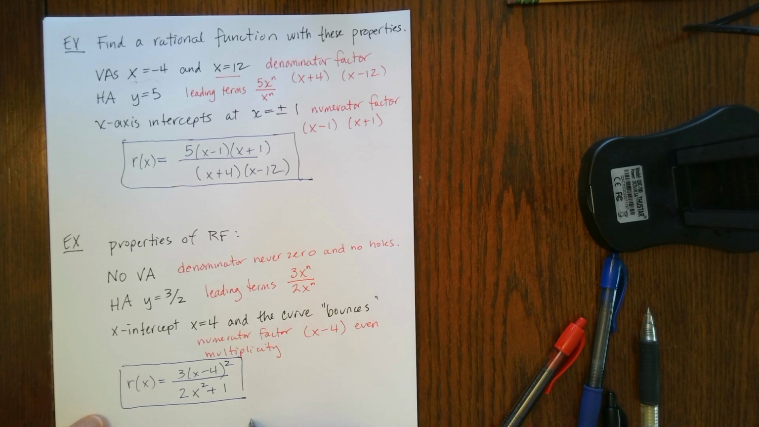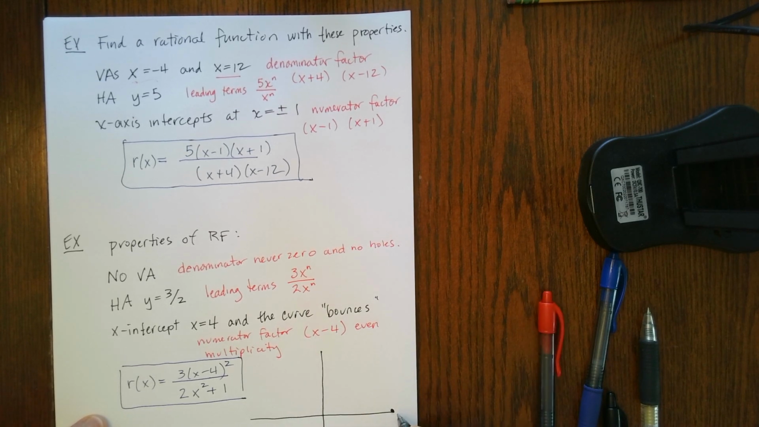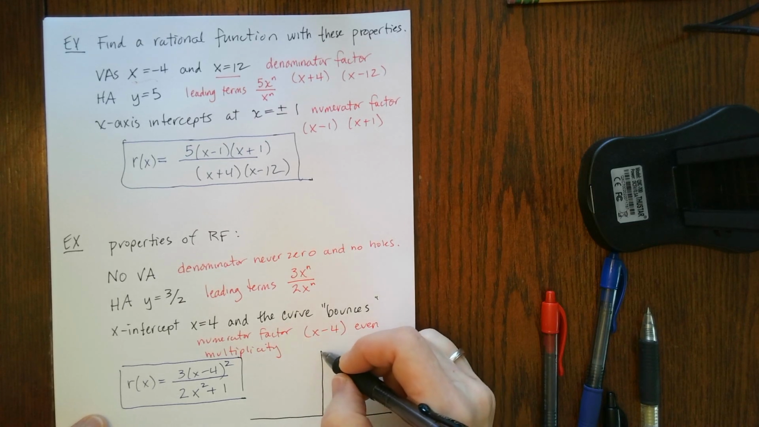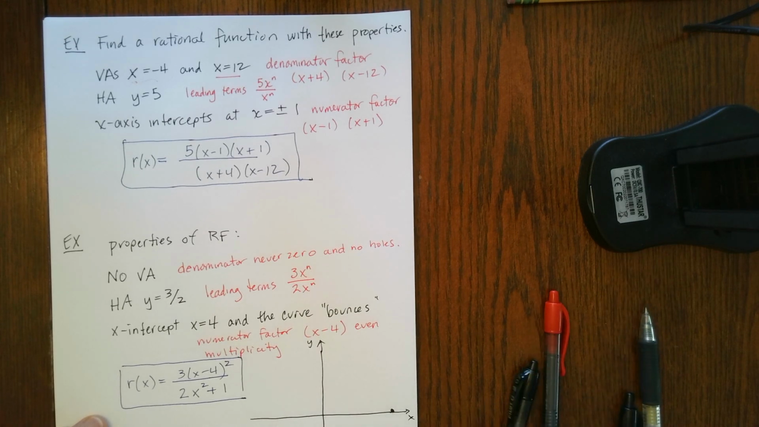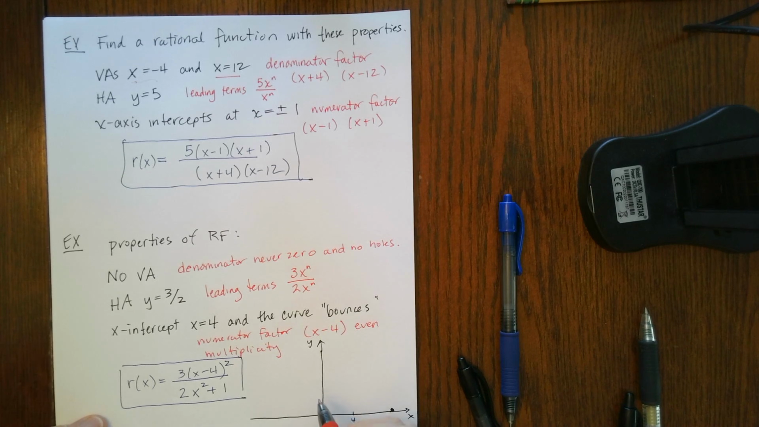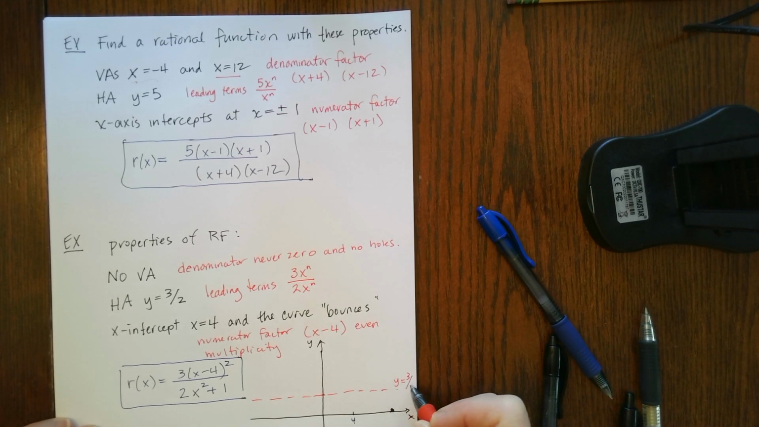let's see. X, Y. We know that it's going to bounce at 4. And we know that it has a horizontal asymptote of y equals 3/2. So let's draw that one in. Y equals 3 halves, not half, 3 halves, sorry.